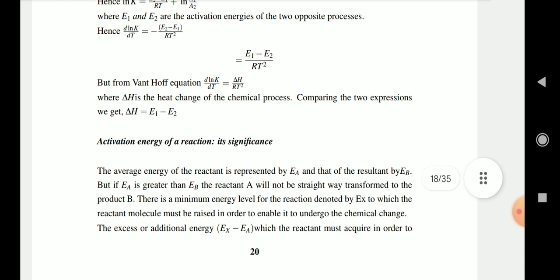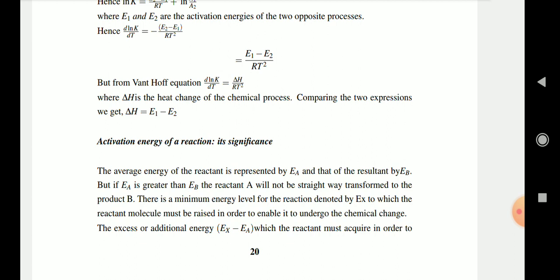Activation energy of a reaction and its significance. The average energy of the reactant is represented by EA and that of the product by EB. But if EA is greater than EB, the reactant A will not be directly transformed to the product B. There is a minimum energy level of reaction denoted by EX, to which the reactant molecules must be raised in order to undergo the chemical change.